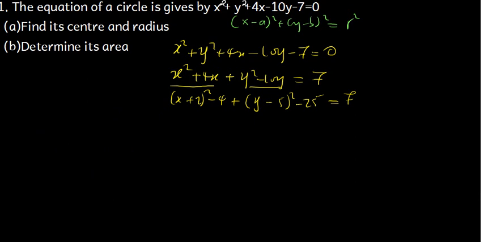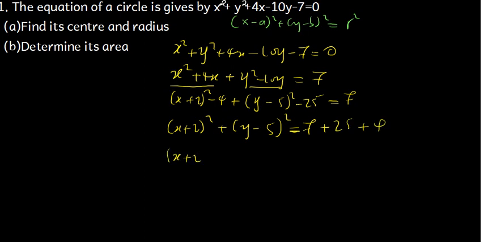Now, I'll take every constant to the other side. And so that is going to give (x + 2)² + (y − 5)² = 7. The 25 going that side, it becomes positive 25. The 4 also becomes positive 4. So this gives (x + 2)² + (y − 5)² equal to, so the aim is just to add 7 plus 4 plus 25, and that is a 36.